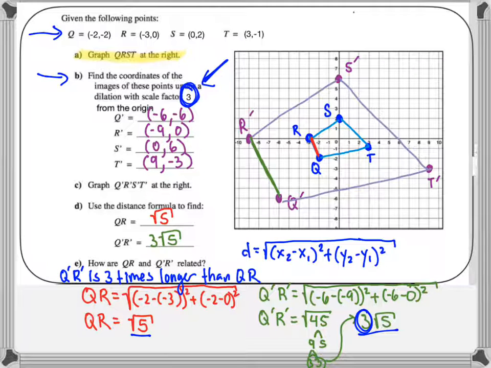And so yeah, that is the wrap up on doing a dilation and looking at its properties either in space or on a graph. And so take a shot at the exercises that are going to follow, and let me know if you have any questions. So see you in the next video.